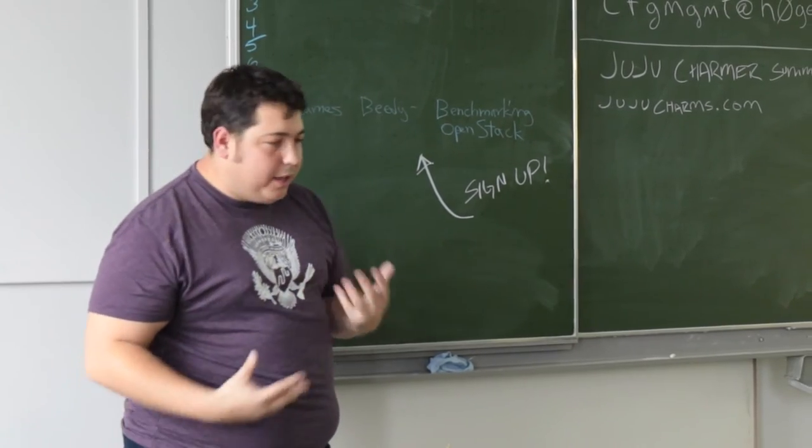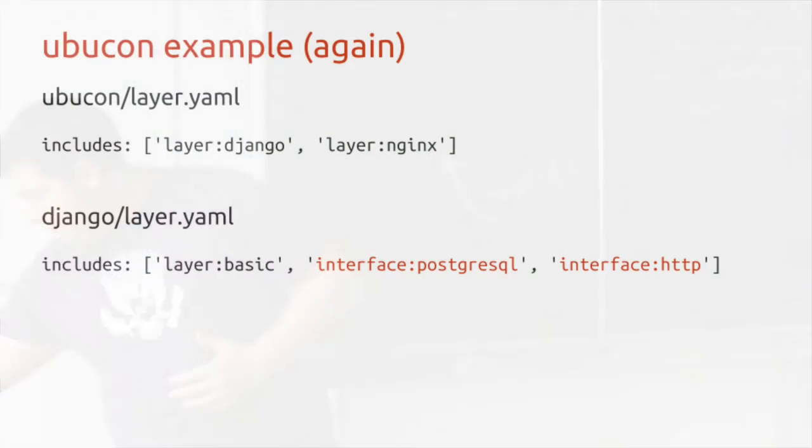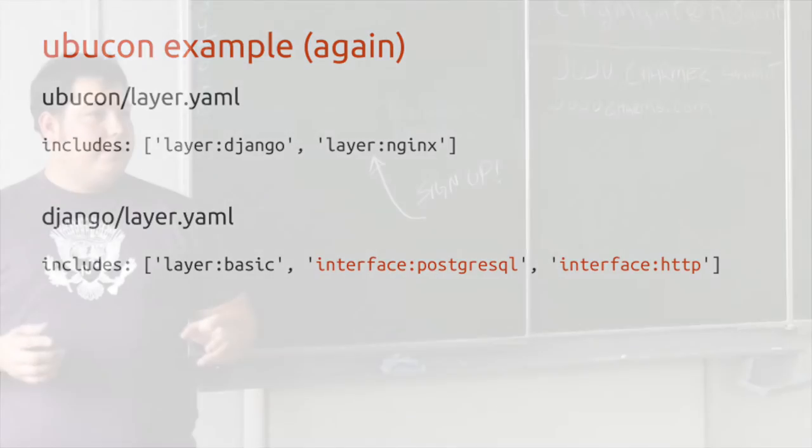So I'm gonna walk through a couple of examples while we have time. The first is the full UbuConn layer, what it looks like, what the Django layer looks like, and then MongoDB, and then we'll talk a bit more about what the implementation details are. But while I'm getting this demo set up, anyone have any questions?